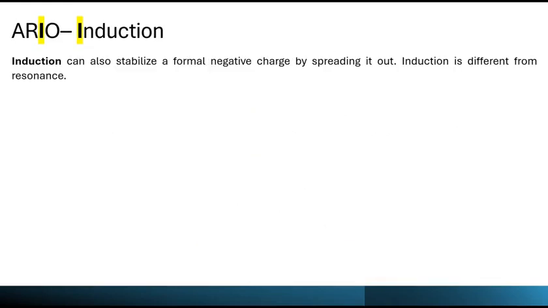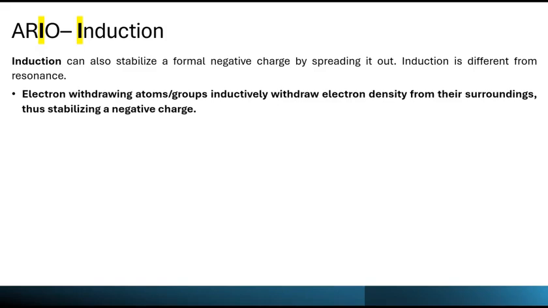Now let's move on to I. I represents induction, and induction can stabilize a formal negative charge by spreading it out. Induction is different from resonance. Electron withdrawing atoms or groups will inductively withdraw electron density from the surroundings, thus stabilizing a negative charge. More electron withdrawing groups equals more stable conjugate base.